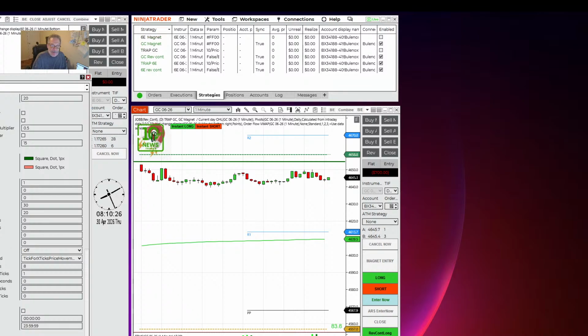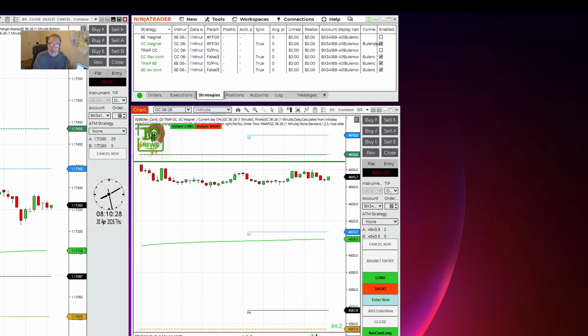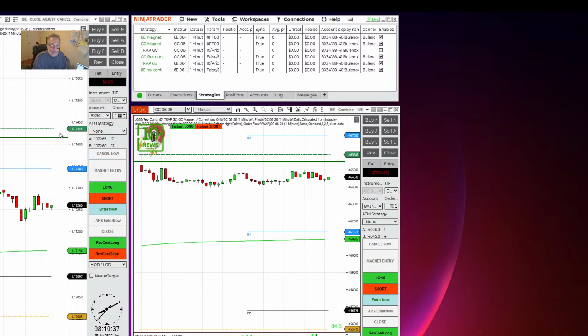ECB interest rate forecast of no change. Prior was 2.15%. We also get the ECB rate statement as well. Your orders, your order entries are movable.